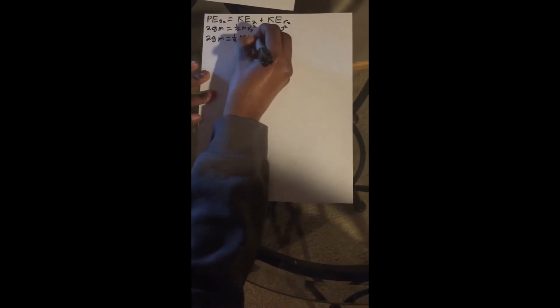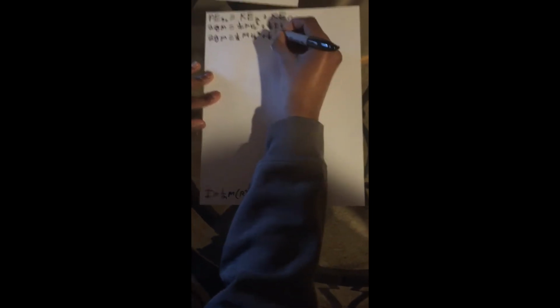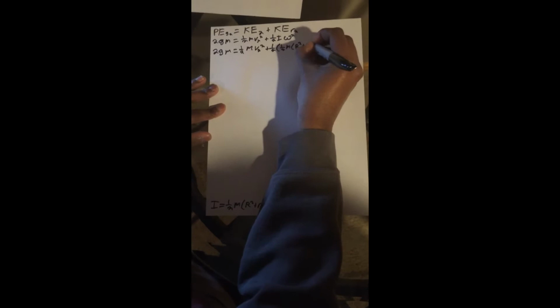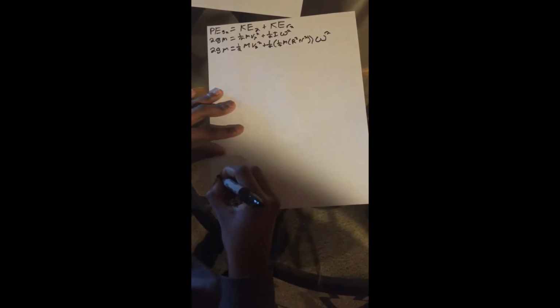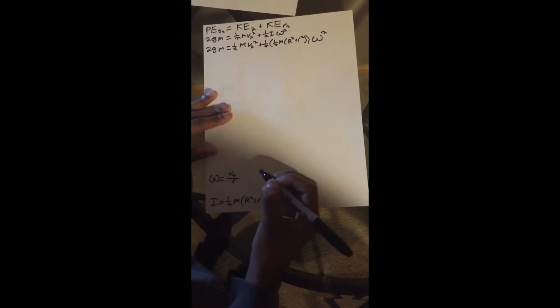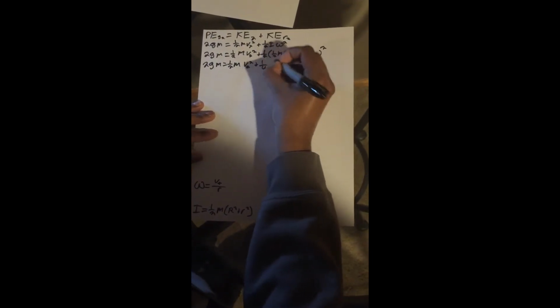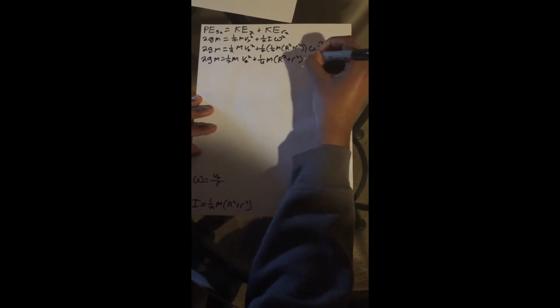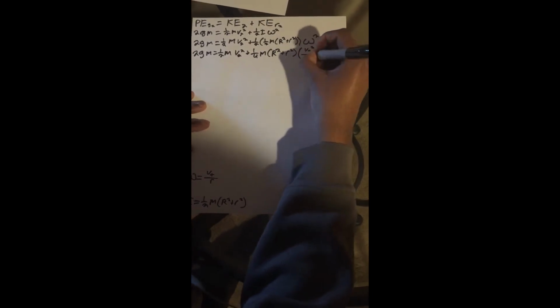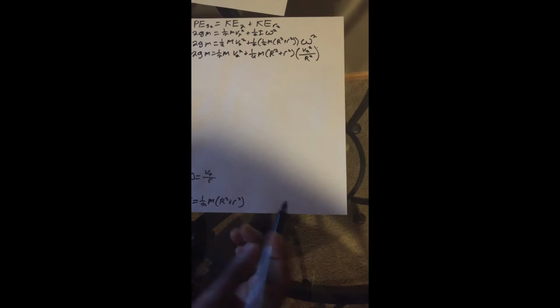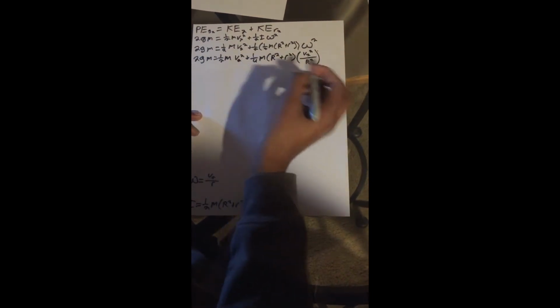So we can plug that in here and get 2gm equals 1/2 mv squared plus 1/2 times 1/2 m (R squared plus r squared) times angular velocity squared. And angular velocity is equal to tangential velocity over radius. Because the roll is still going to be falling, its tangential velocity is equal to the velocity at which it is falling. That means 2gm equals 1/2 m v2 squared plus 1/4 m (R squared plus r squared) times v2 squared over capital R squared. Then we can do a bit of simplification and take out m from everything.